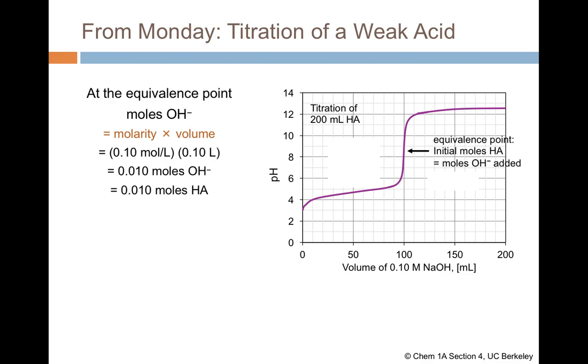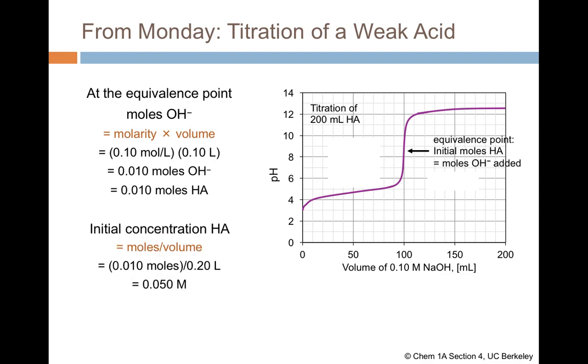So then to get the concentration of the original acid solution, we just divide that number of moles by the volume that we measured out. We know we had 200 milliliters of the acid HA originally. That corresponds to 0.2 liters. And so 0.01 divided by 0.2 gives us 0.05 moles per liter of HA solution.